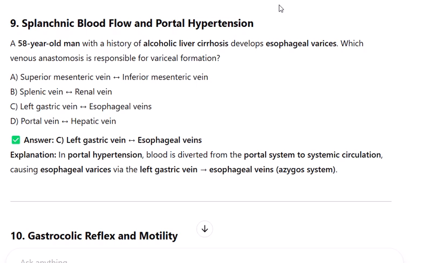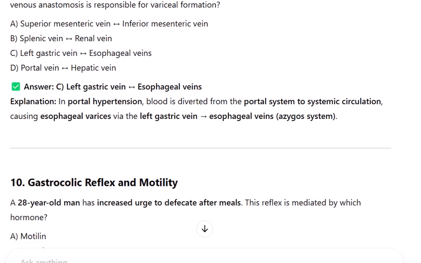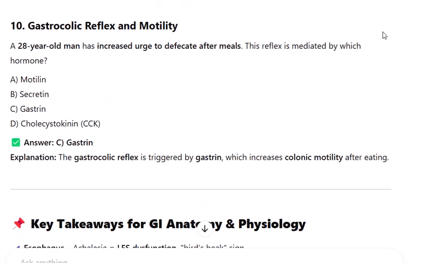A 28-year-old man has increased urge to defecate after meals. This reflex is mediated by which hormone? A. Motilin. B. Secretin. C. Gastrin. D. Cholecystokinin, CCK. Explanation: the gastrocolic reflex is triggered by gastrin, which increases colonic motility after eating.